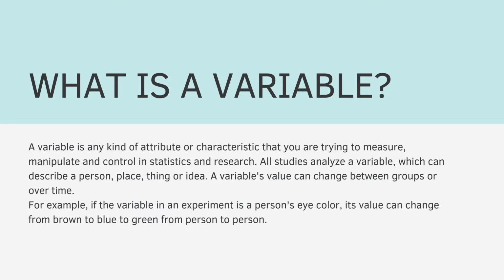All studies analyze a variable, which can describe a person, place, thing, or idea. A variable's value can change between groups or over time. For example, if the variable in an experiment is a person's eye color, its value can change from brown to blue to green from person to person.